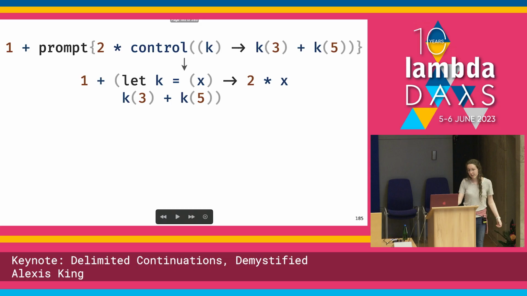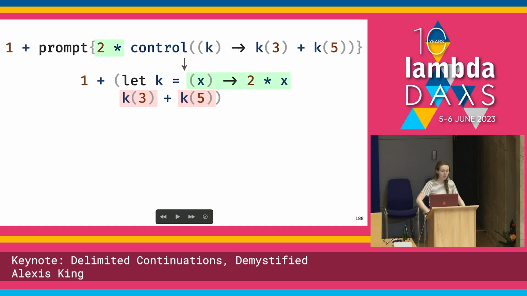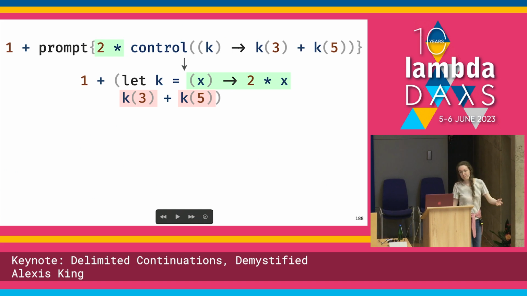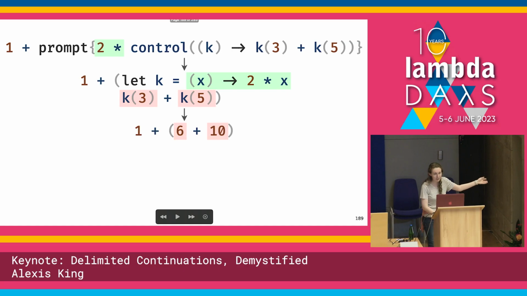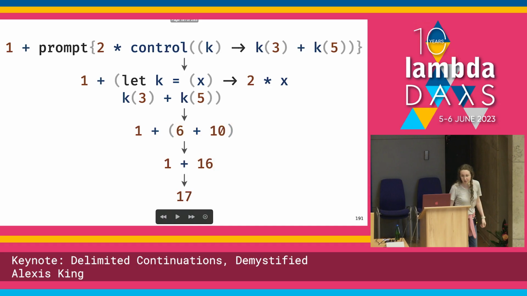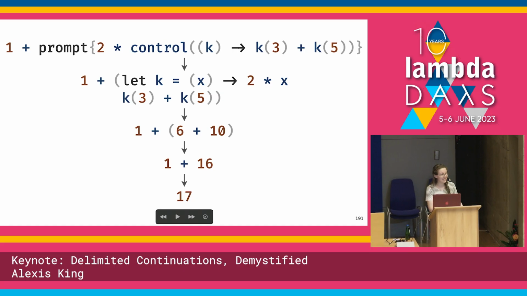So that's one step of evaluation, and then we keep going. What we need to evaluate are these applications of k, and k is now just an ordinary function. It came from that bit of the continuation we captured, but now there's nothing special about it. It's just a function. So it just multiplies its argument by 2. 3 times 2 is 6. 5 times 2 is 10. Then we do the arithmetic and get 17. Does that make sense? Good.